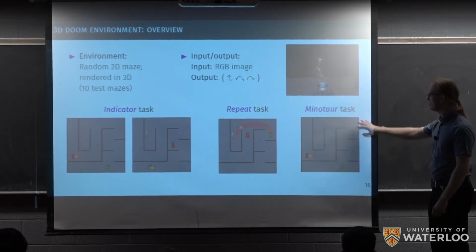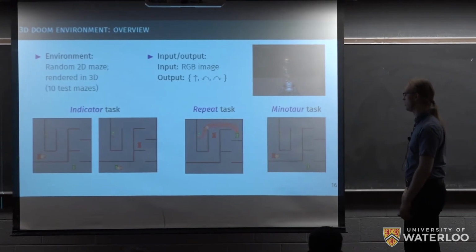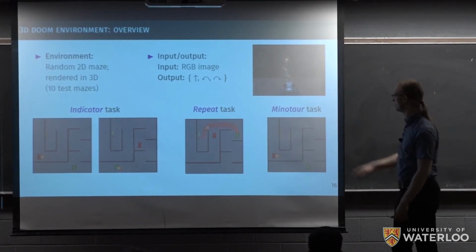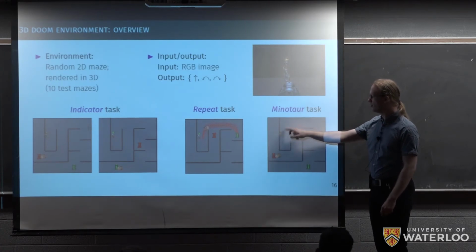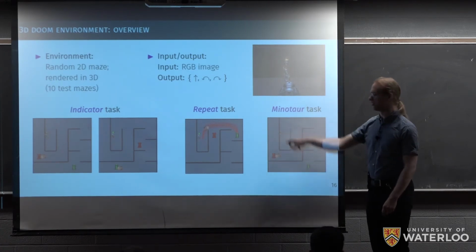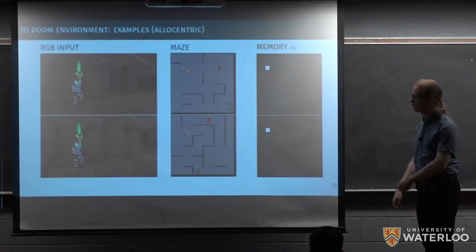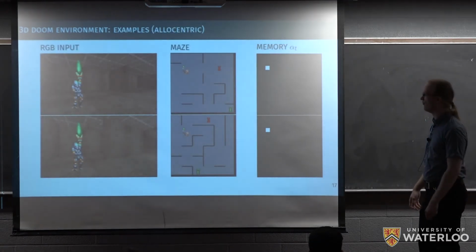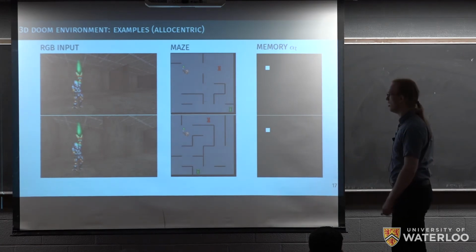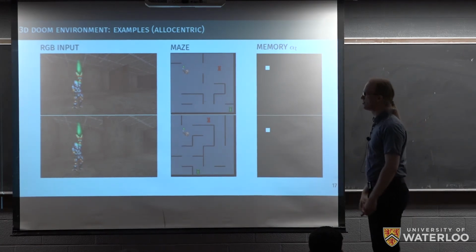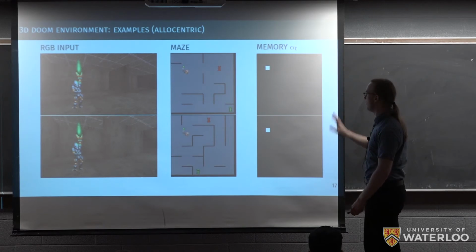And then we have the Minotaur task, which is called like this for whatever reason, where the agent has to search for the goal and then backtrack to the start location. And just to give you an idea of what this looks like and also what's going on in the memory while the agent is performing such a task, I have these examples.